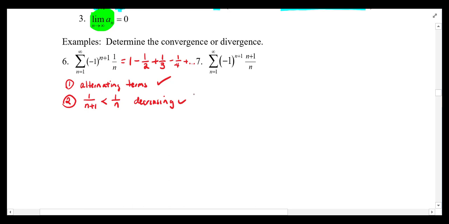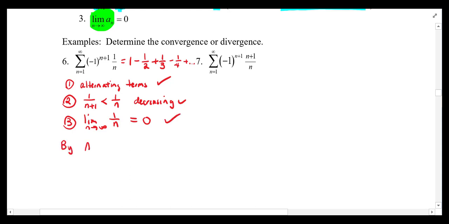Good. And once again, I don't worry about the absolute value sign. I'm just looking at the terms, and they never increase in absolute value. So we know this one always decreases. So that's good. And the third thing now is I need to check this. Does the limit as n approaches infinity of the expression 1 over n equal 0? And if I take this and plug in infinity, you bet this also equals 0. Okay? So I've satisfied all three of these conditions.